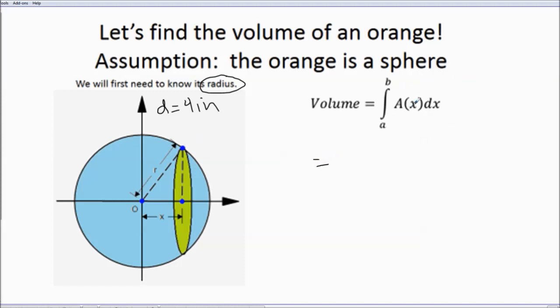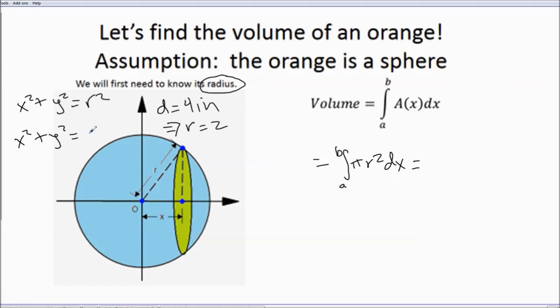So we know the volume is going to be all those areas of the circles added up, and we just talked about knowing that the circles have an area of pi r squared. And so now we need to figure out how we're going to do that in this context. Okay, so this is a circle. We need to first remember what's the equation of a circle. That's x squared plus y squared equals r squared. We know our diameter is 4, which implies that our radius is 2. Now that's the radius of the sphere, so I'm going to plug that in here. And so I get x squared plus y squared equals 2 squared, which is 4.